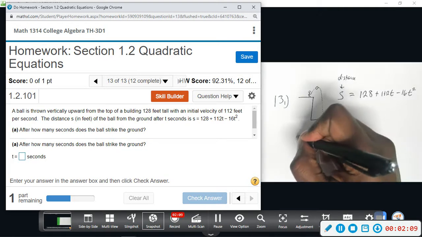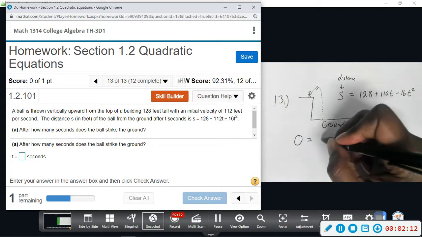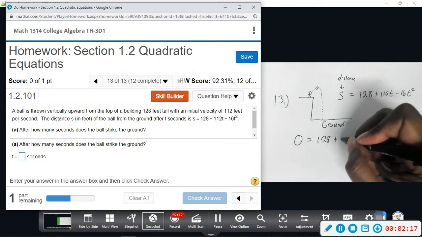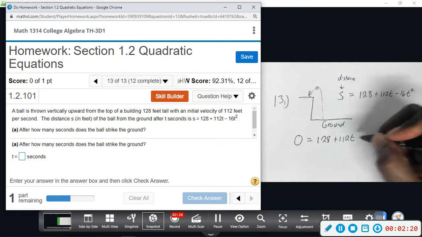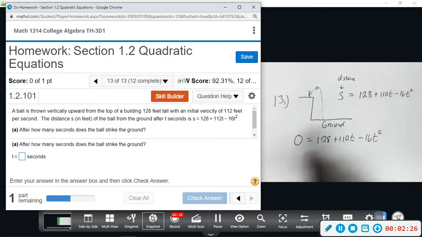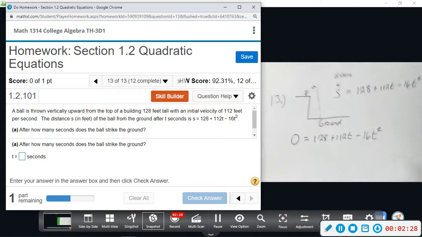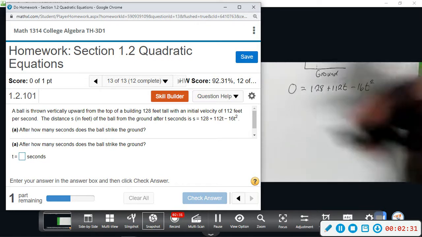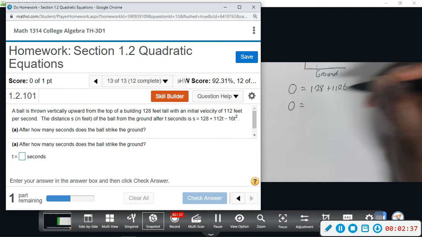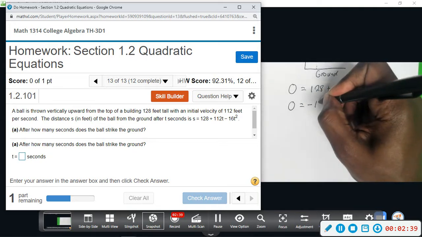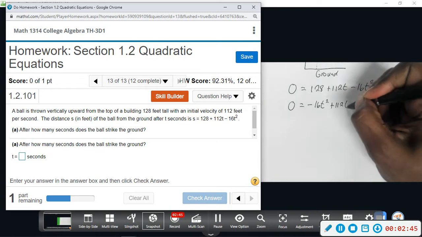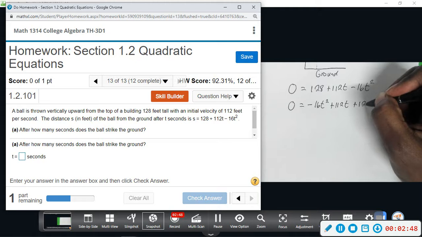So basically, we're just dealing with another quadratic equation. 128 plus 112t minus 16t squared. We can rewrite it so that the t squared term is in front, which I will go ahead and do. So I'll write 0 equals negative 16t squared plus 112t plus 128.